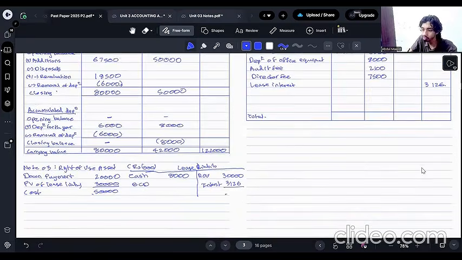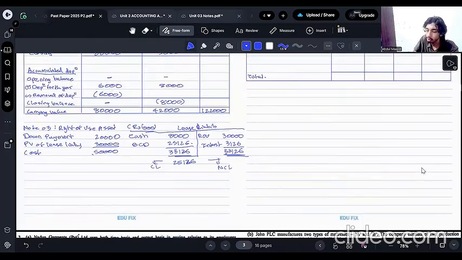Okay, and then here you can get the closing liability. You can balance this off: 30,000 plus 3,126, that is 33,126. If you deduct 8,000, you will get the closing balance as 25,126. Now, this 25,126, you have to divide as current liability and non-current liability.